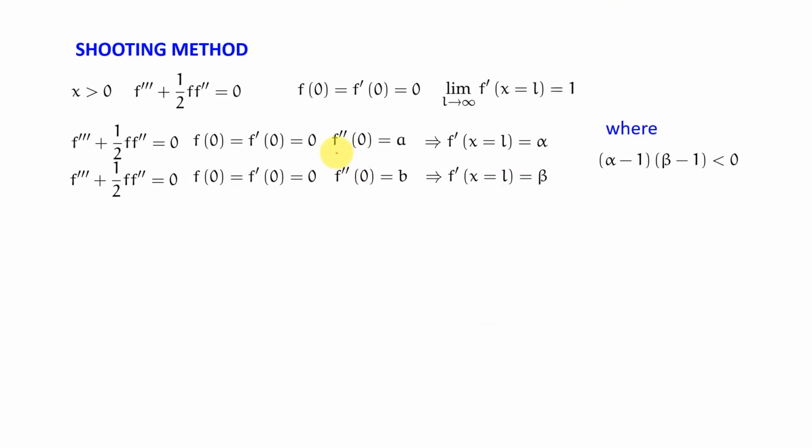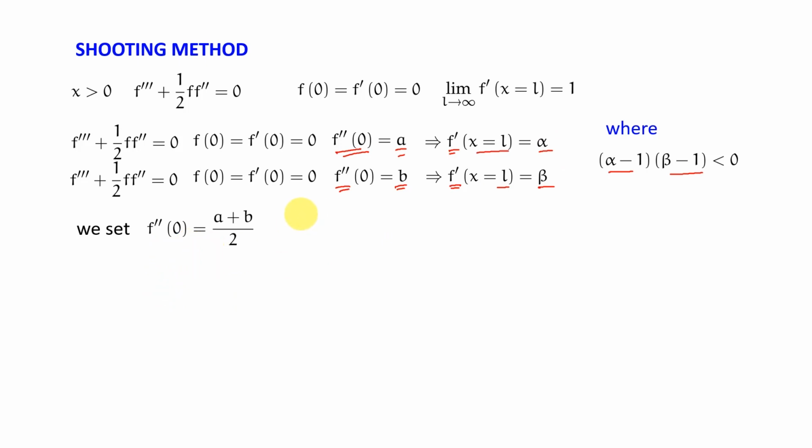We have started with f double prime 0 equals A, and that gives me f prime at x equals L equals alpha. f double prime 0 equals B gives me f prime at x equals L equals beta. And here alpha minus 1 into beta minus 1 is less than 0. So if alpha is greater than 1, then beta is less than 1. So now what we do, we set f double prime 0 as (A plus B) by 2.